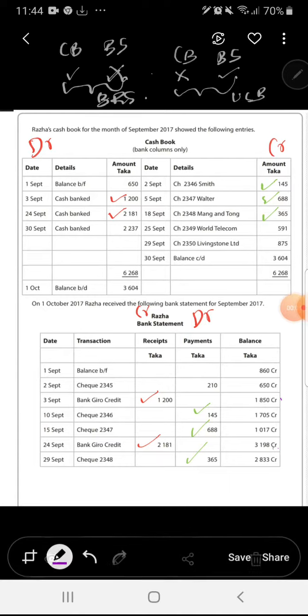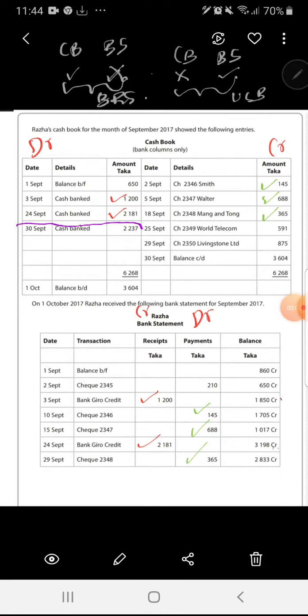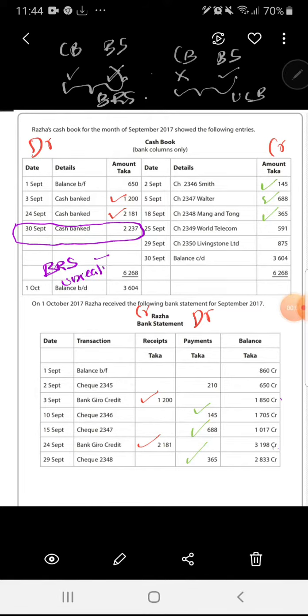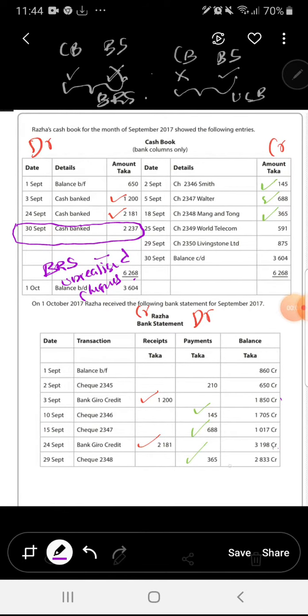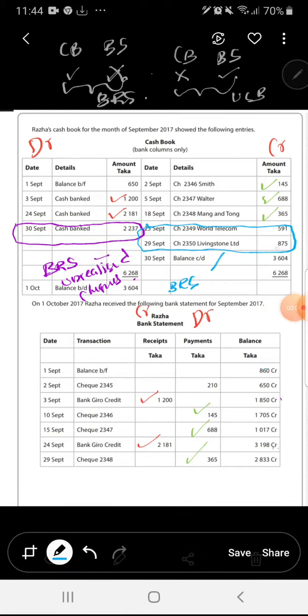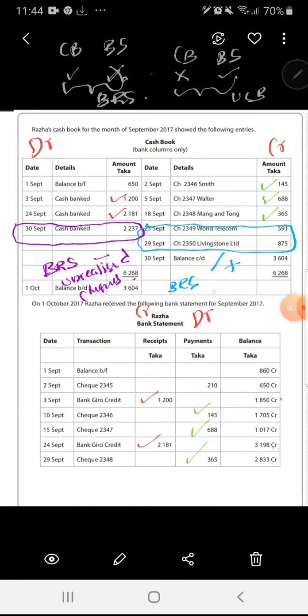Now you can see there is one factor on the debit side of the cash book which should go to the bank reconciliation statement, and you deduct this as unrealized checks. Whereas you can see that there are two items here which go to the bank reconciliation statement. Since it's on the credit side of the cash book, you add it in the bank reconciliation statement as unpresented checks.